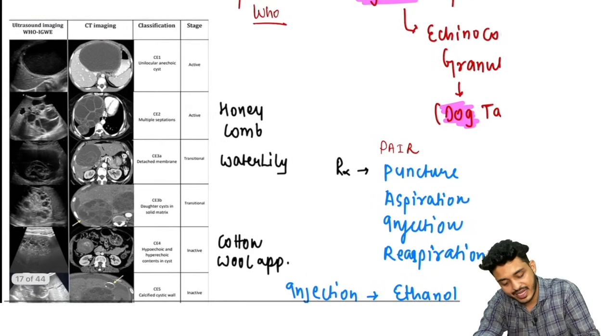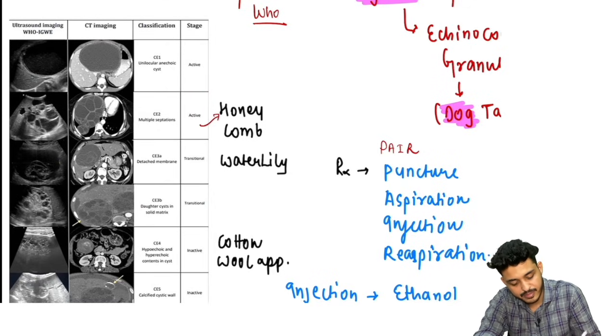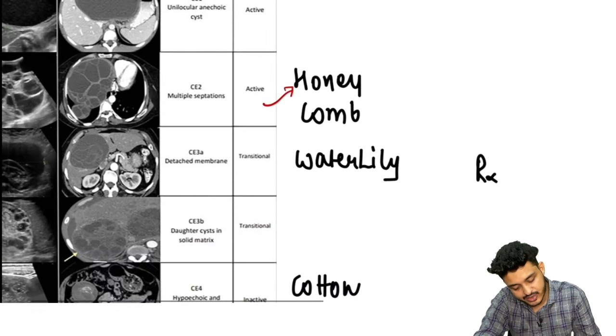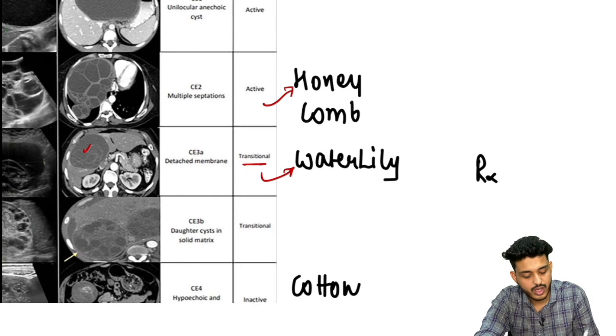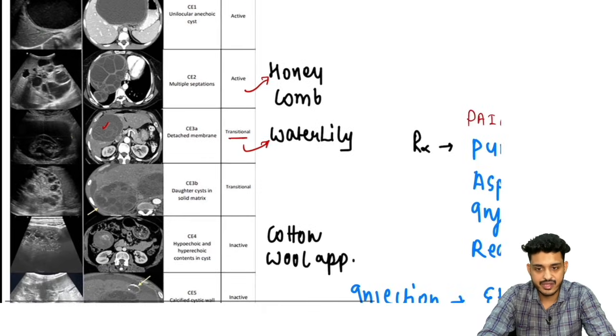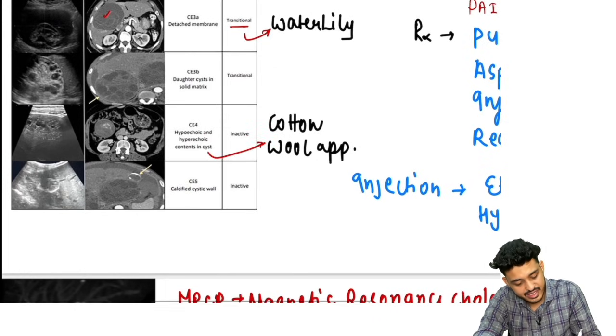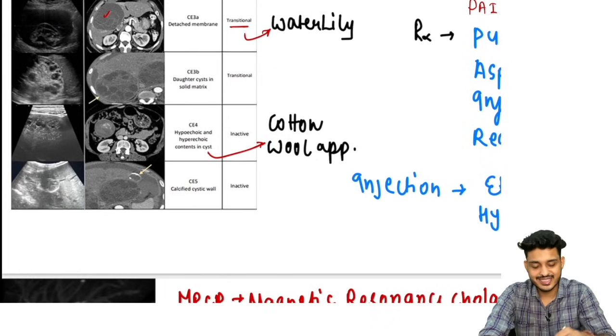You can have honeycombing in this cyst, where multiple septations will be there. This is known as the honeycombing sign. The detached membrane is known as which sign? This is going to be your water lily sign that you can appreciate. Very, very important. This cotton wool sign you will be finding in the CE4 stage. Cotton wool appearance in the C4 stage.